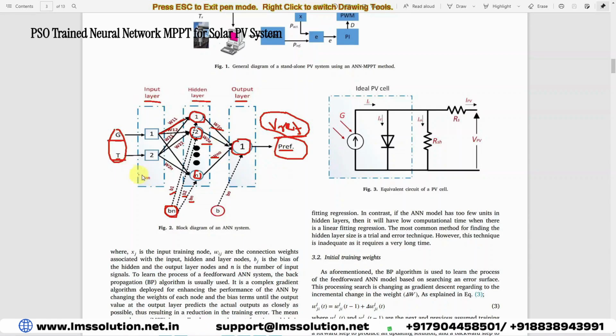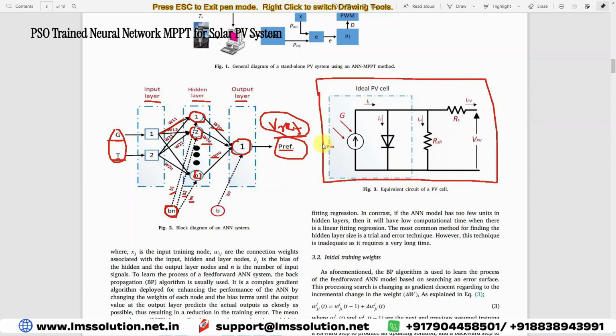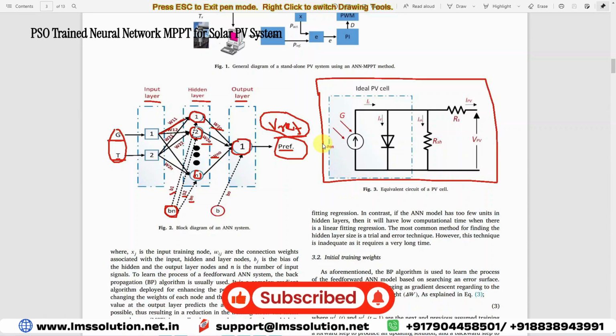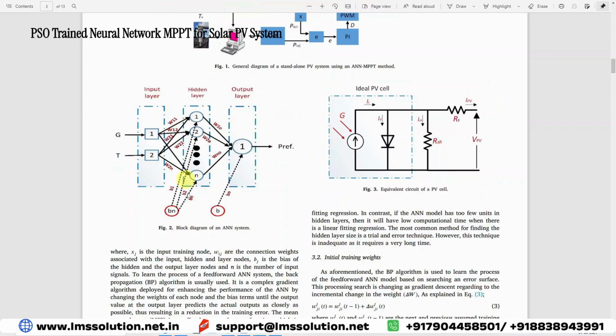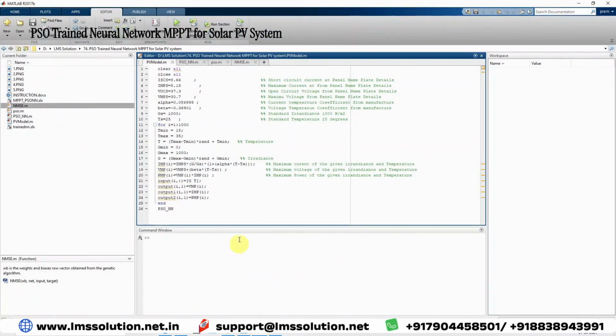In order to collect the data, that means irradiation, temperature and then voltage at maximum power point, in MATLAB, first we need to model the PV panel by using the standard equation. By using the standard PV panel equation, you collect the input data like irradiation and temperature, and the voltage at maximum power point for different irradiation and temperature. After that, we train this neural network by means of particle swarm optimization. Next, you go to the MATLAB implementation of the training process.